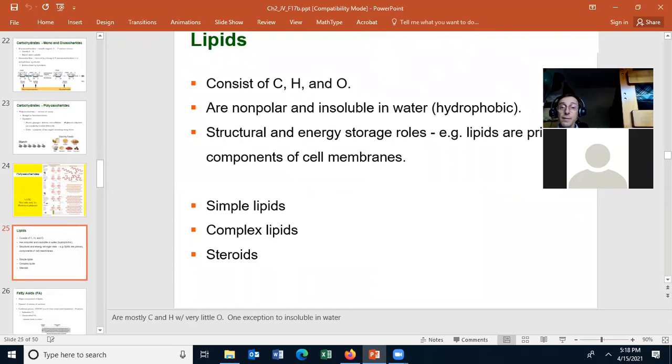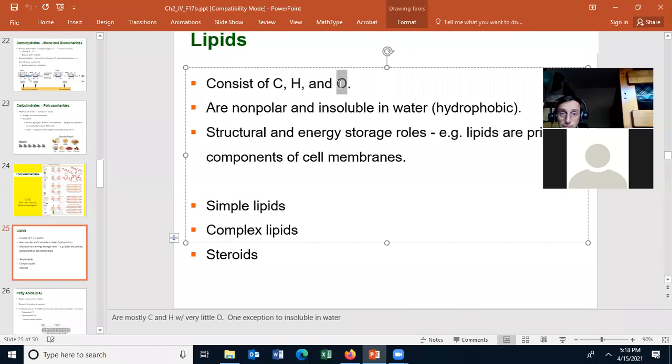All right, any question about the carbohydrates? The first of the 4 biological molecules. If not, let's work on the lipids, the second of the biological molecules. Lipids consist of carbon, hydrogen, and oxygen. And although all lipids do have some oxygen, most lipids, if not all lipids, have very little oxygen. So most lipids are mostly carbon and hydrogen.